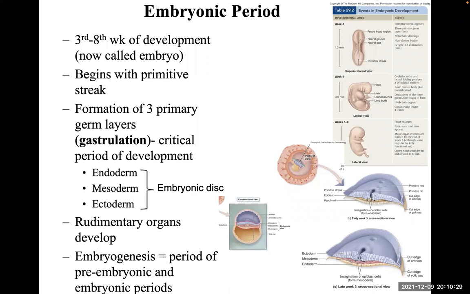Gastrulation happens really early on. It happens during week 3. And what we see during gastrulation is the differentiation of the cells into the 3 primitive tissues: the endoderm, mesoderm, and ectoderm. I want you to know, just in general, the tissues that arise from these primitive tissue types.